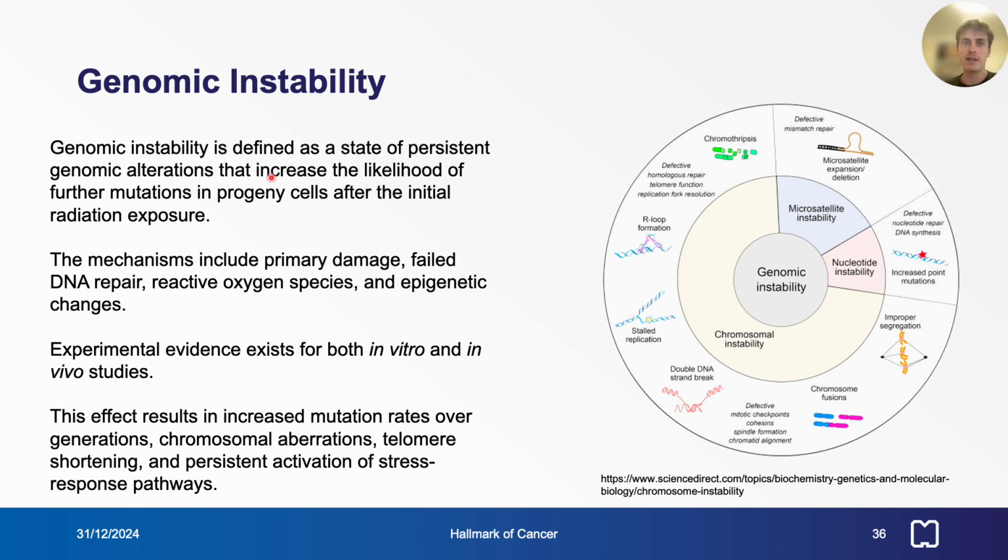Genomic instability is defined as a state of persistent genomic alterations that increase the likelihood of further mutations in progeny cells after an initial radiation exposure. The mechanisms include primary damage, failed DNA repair, reactive oxygen species, and epigenetic changes. Experimental evidence also exists for both in vitro and in vivo studies. This effect results in increased mutation rates over generations, chromosomal aberrations, telomere shortening, and persistent activation of stress response pathways.